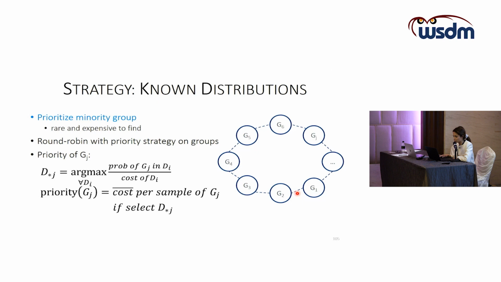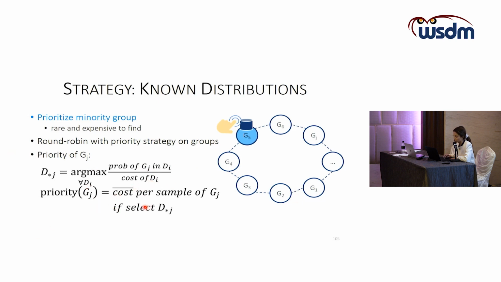By minority group, I mean rare groups and the groups that are expensive to find. Our algorithm has this round robin with priority strategy on groups, where at each iteration we select a group in a round robin fashion, and we select the group with the highest priority. I'll explain the priority later. And then for the selected group, we find the best source for that group. The best source for a group is the one that can give me samples from that group at the lowest cost. So that source has a high fraction of the group that I have selected, which means that if I sample from the source, it's very likely that I get something from the group. And that source is also cheap.